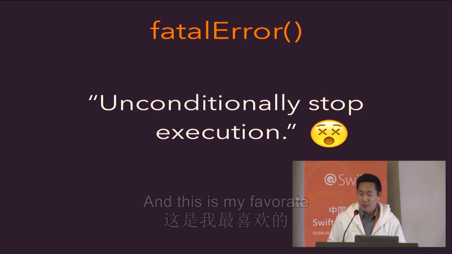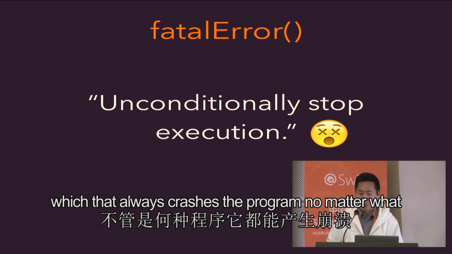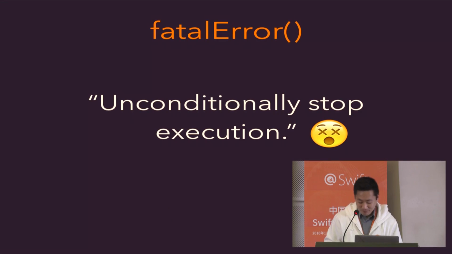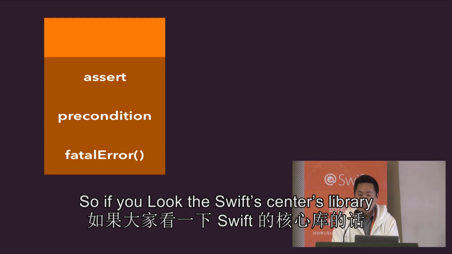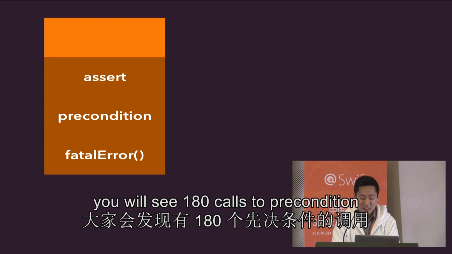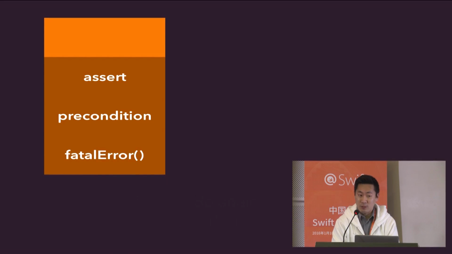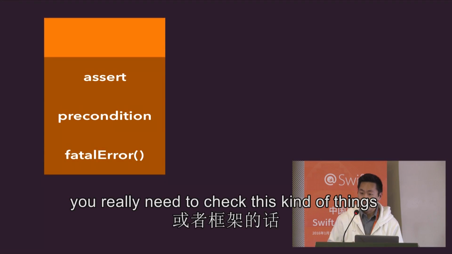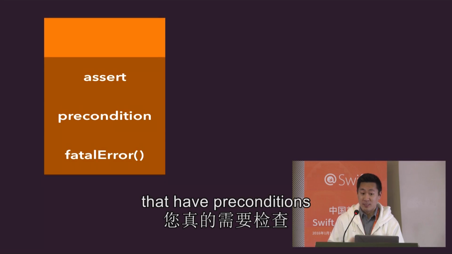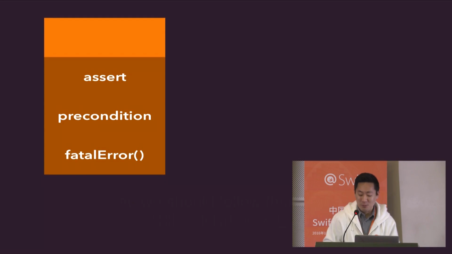And then there's my favorite, fatal error, which just always crashes the program, no matter what. All right, so let's have a look. If you look in the Swift standard library, you'll see 180 calls to precondition. So again, this is sort of the Swift style. If you're writing a library or framework, you really need to check these kinds of things, then have preconditions, because that's what the Swift people do, so we should follow their lead.